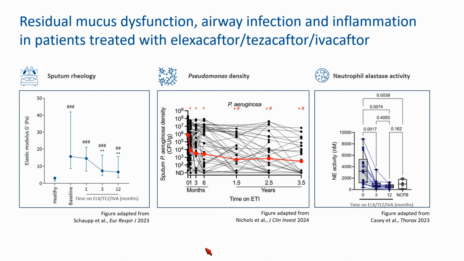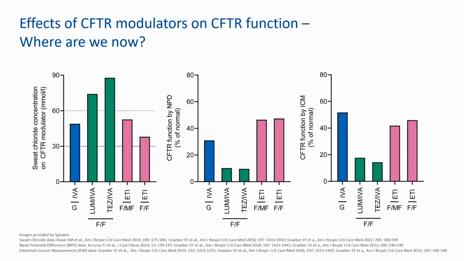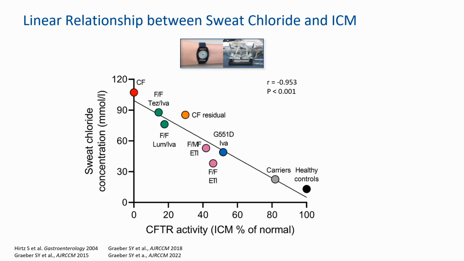And also seen in the inflammation, here exemplified by neutrophil elastase activity, where we see a decrease in neutrophil elastase activity, but not to normal levels, here compared to non-CF bronchiectasis. So taken together, these data show that the improvement by ETI rescues those pathologies, but some disease still remains. So where are we now? We are, with the current modulators, at about 50%, but I don't think this is enough.